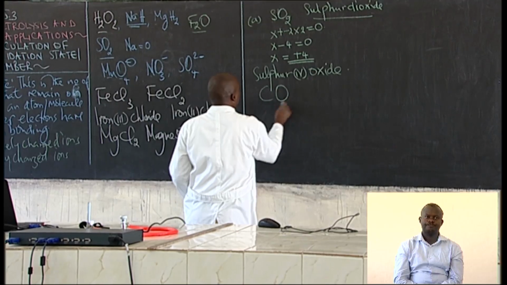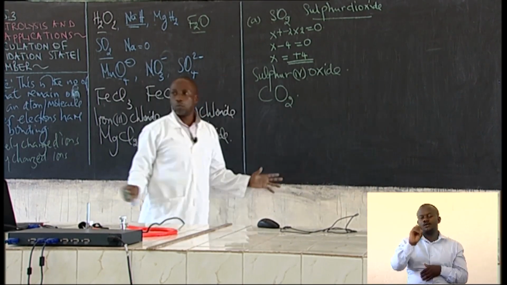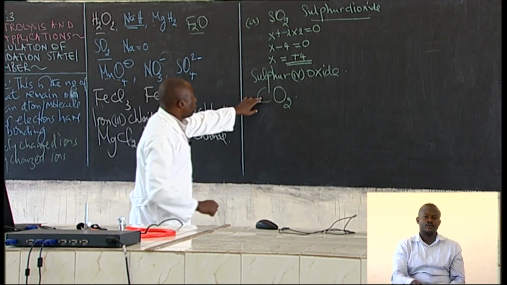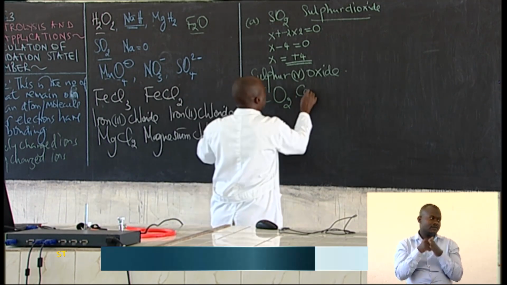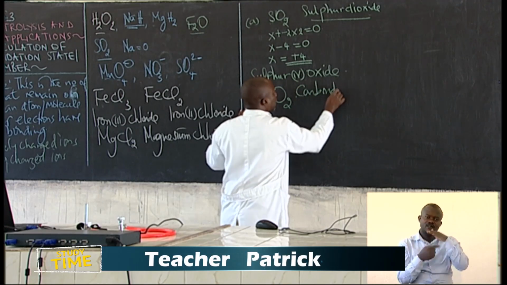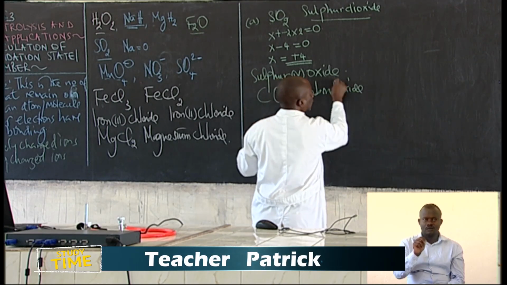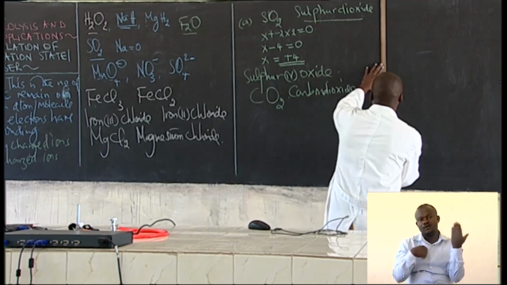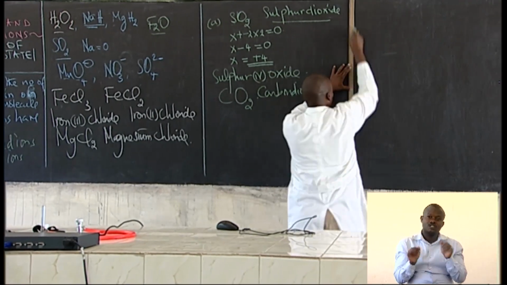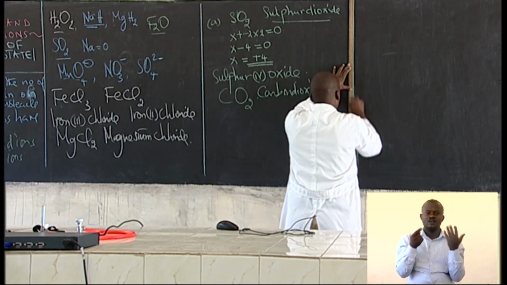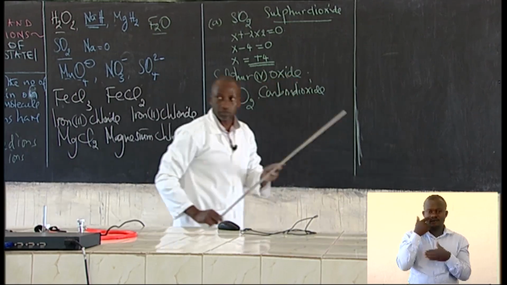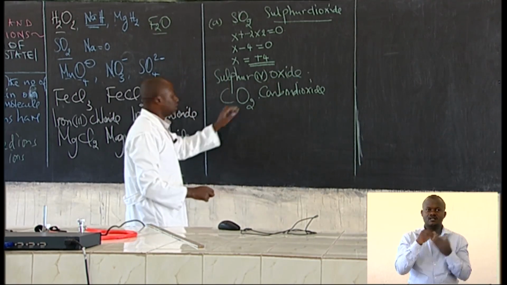Let's look at carbon dioxide, the common compound. Everybody knows carbon dioxide. So we calculate the oxidation state. If we calculate the oxidation state there, I hope you are doing so. Try to calculate and find the oxidation state of carbon in this compound.